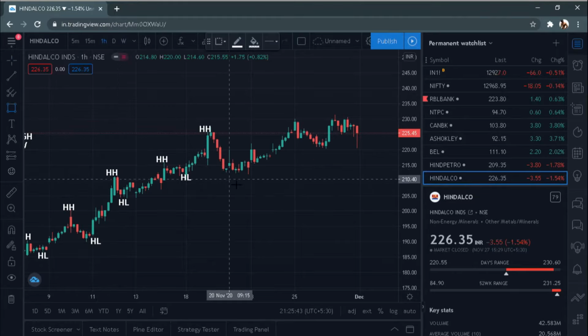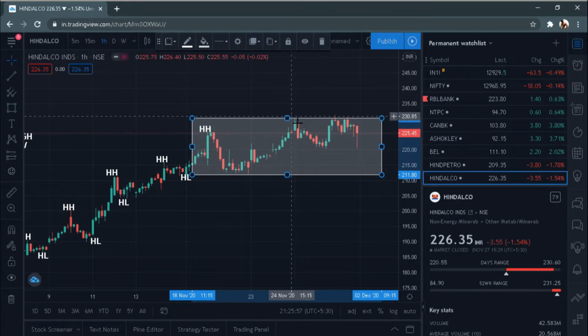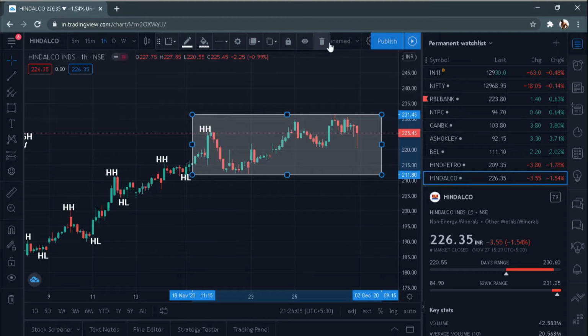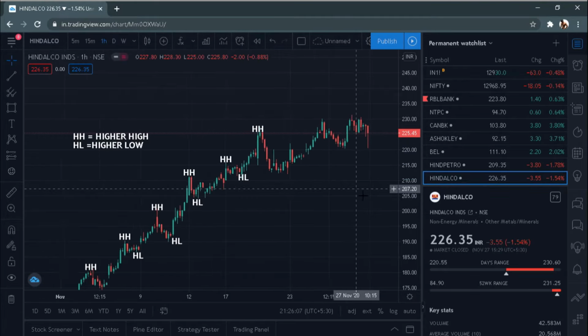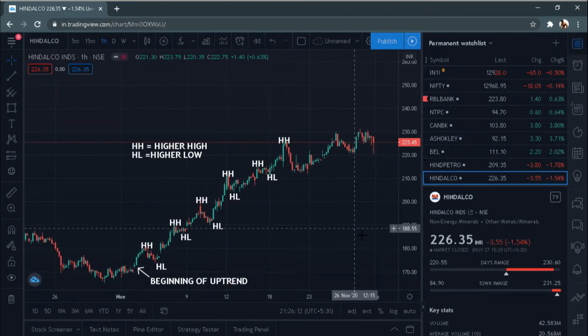So this indicated that the uptrend has come to an end, as the price failed to form a new higher low. This indicates that the trend has come to an end, and you can see the stock is now in a sideways market. Over here you can see the stock is moving between this rectangle. So this is a sideways market. This tells us that the trend has come to an end, and since the price is not forming new higher highs and higher lows, the stock is now in a sideways market.